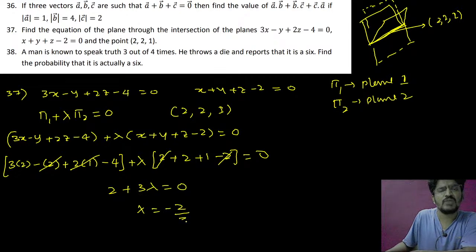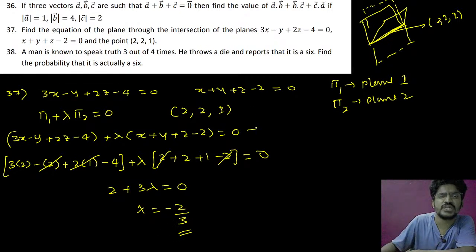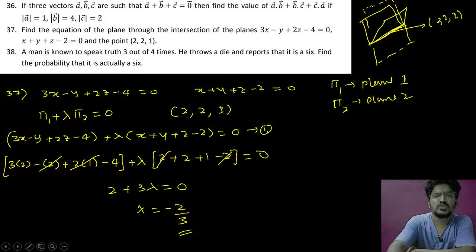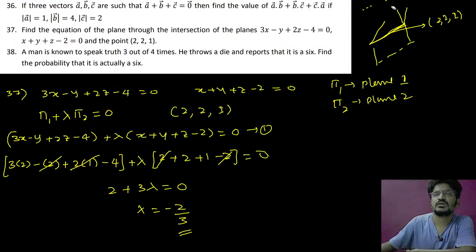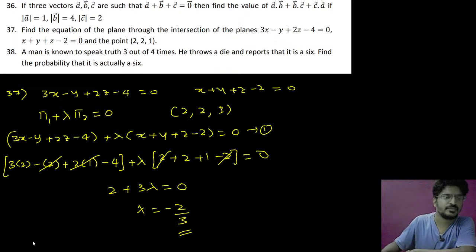Lambda will be equal to minus 2 by 3. Now this lambda has to be used in equation 1. Okay. So to use that lambda in equation 1, what will I do? First I will remove this because I want some place here. So take lambda in equation 1 and you can just simplify it.